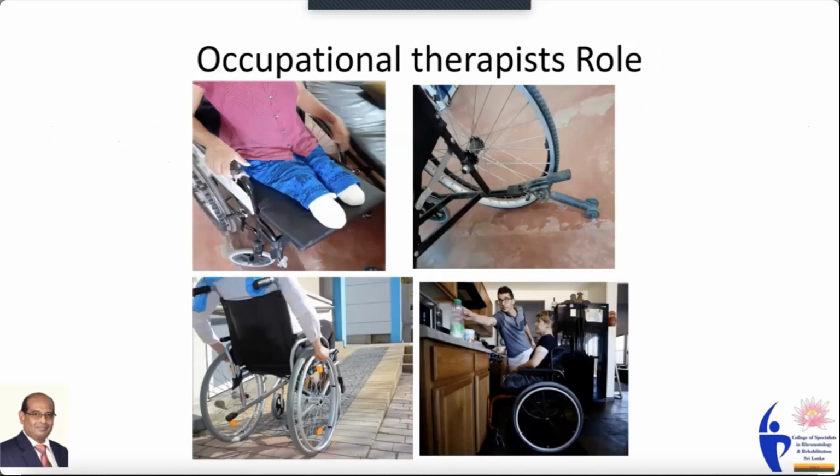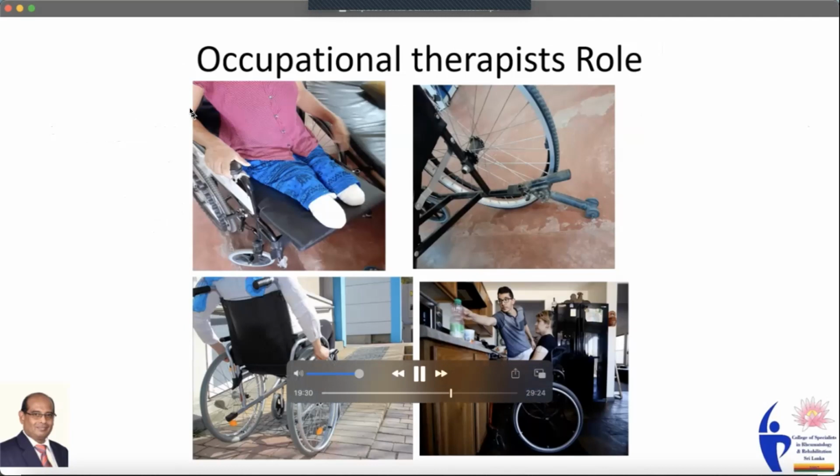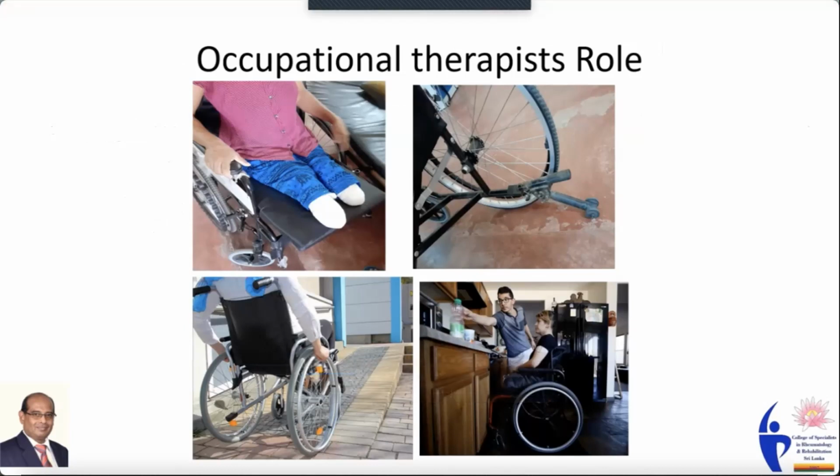The occupational therapists play a role here. They are the ones who generally advise on what kind of wheelchair they need to use, and also make the stump boards, as well as different changes done for the wheelchair to prevent any falling, especially when you have bilateral amputation.